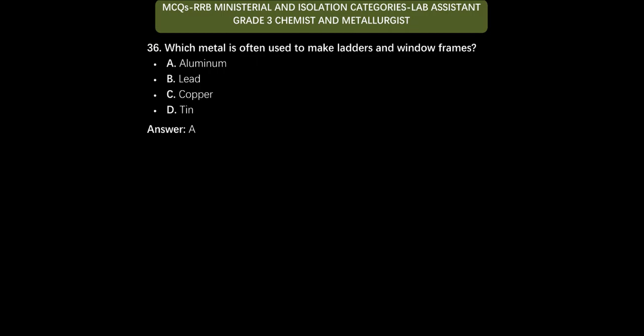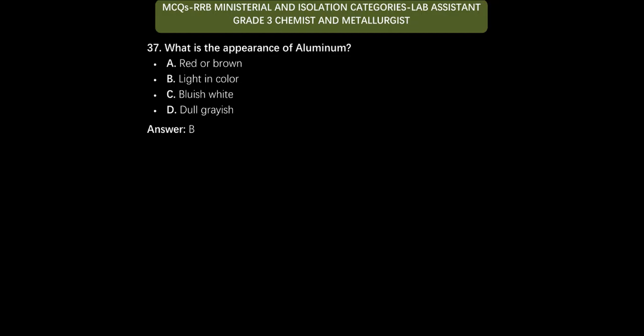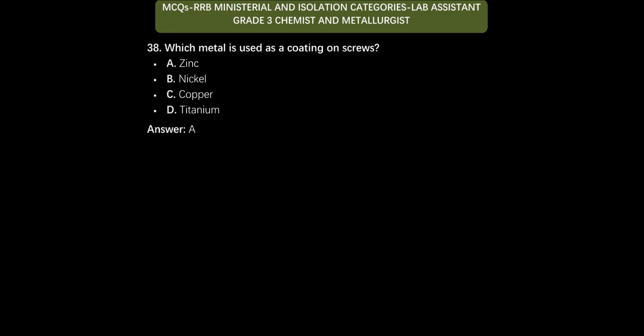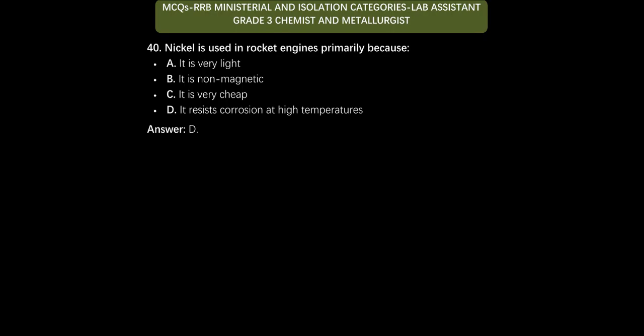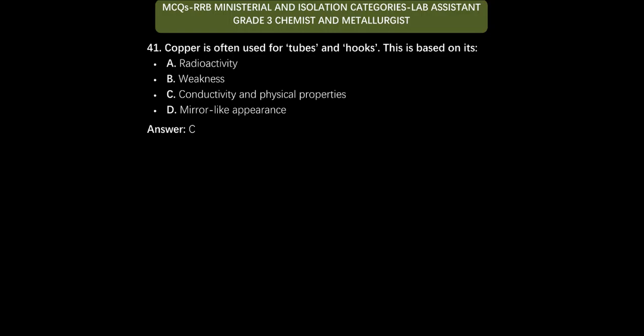Option A, aluminum. What is the appearance of aluminum? Option B, light in color. Which metal is used as a coating on screws? Option A, zinc. Which non-ferrous metal is described as having a bluish white color? Option D, lead. Nickel is used in rocket engines primarily because option D, it resists corrosion at high temperature.